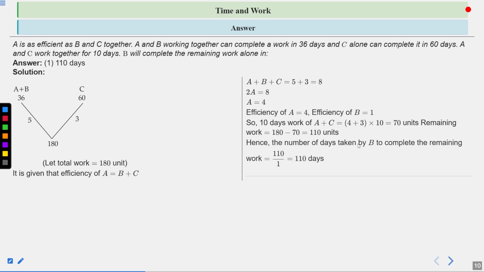Hence, the number of days taken by B to complete the remaining work: we know that the efficiency of B is 1 unit and the total work to complete is 110 units. So the time taken by B will be 110 upon 1, which is 110 days. So the first one is the correct answer of this question. Next one.